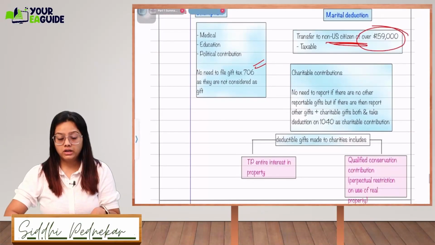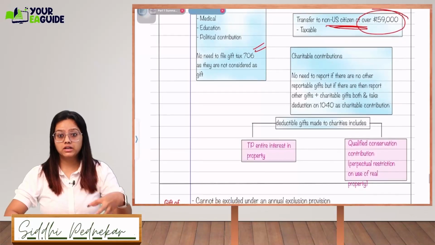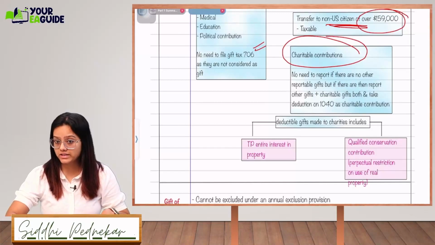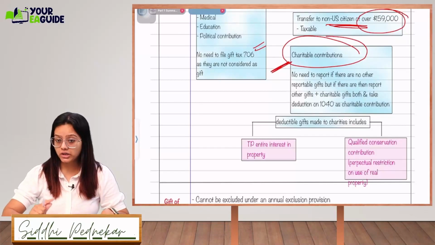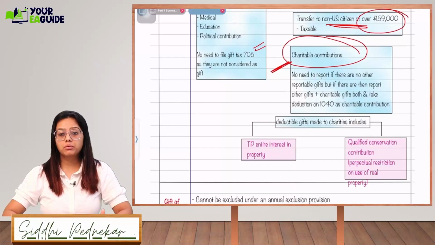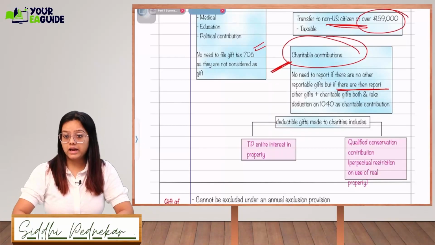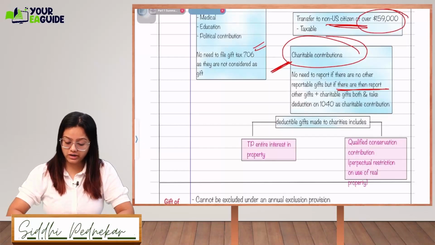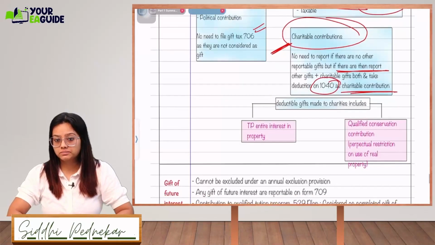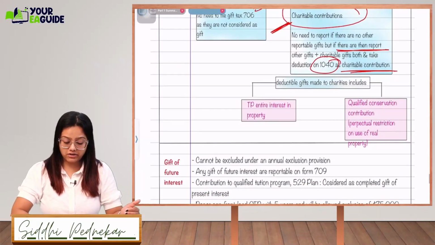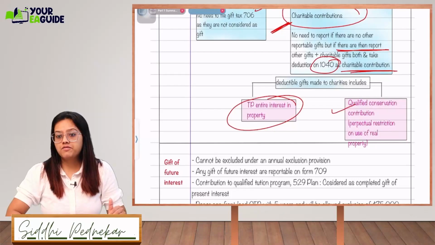No need to report it if there are no other reportable gifts. I explained this very well in the class, giving the example that if I have a charitable contribution and you have a gift, no need to report if there are no other reportable gifts. But if there are, then you have to report other gifts plus charitable gifts both, and take the deduction on 1040 as a charitable contribution.